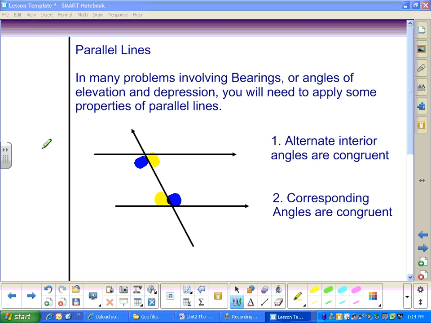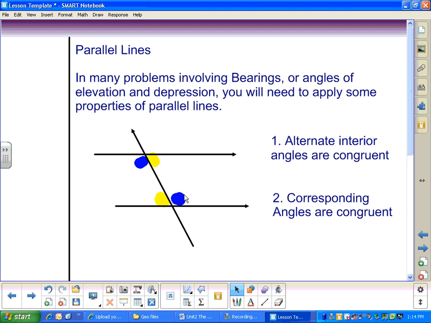Those are probably the ones that you are going to use the most often. And it's important because as you're labeling your diagram, if I know this angle right here, now I also know this angle right here, and this might be the angle that I'm actually interested in to set up the law of sines and solve for whatever piece that I'm looking for.